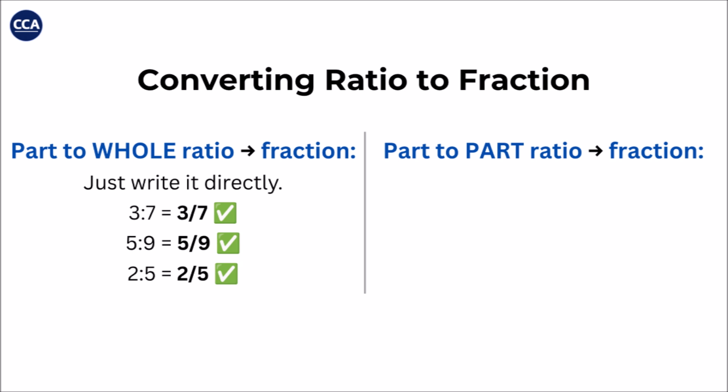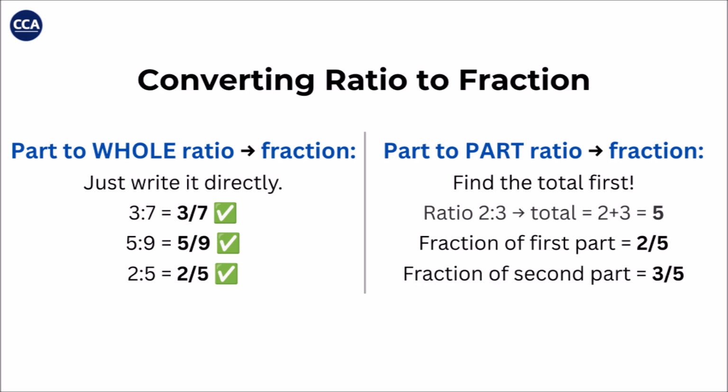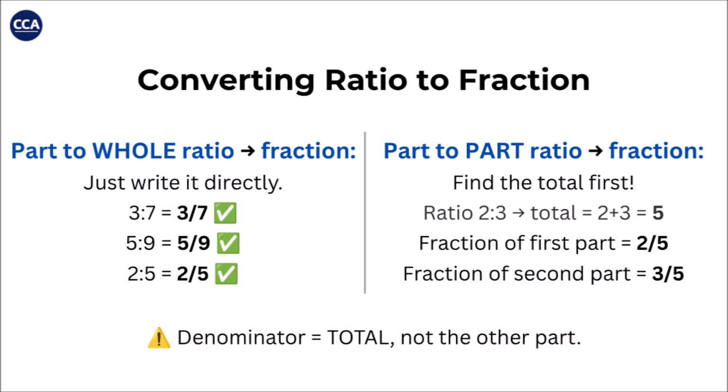But converting a part-to-part ratio to a fraction requires one extra step. You must find the total first. If the ratio of boys to girls is 2 to 3, total parts, 2 plus 3, equals 5. Fraction of boys, 2 over 5. Fraction of girls, 3 over 5. The denominator of the fraction is always the total, not the other part of the ratio.